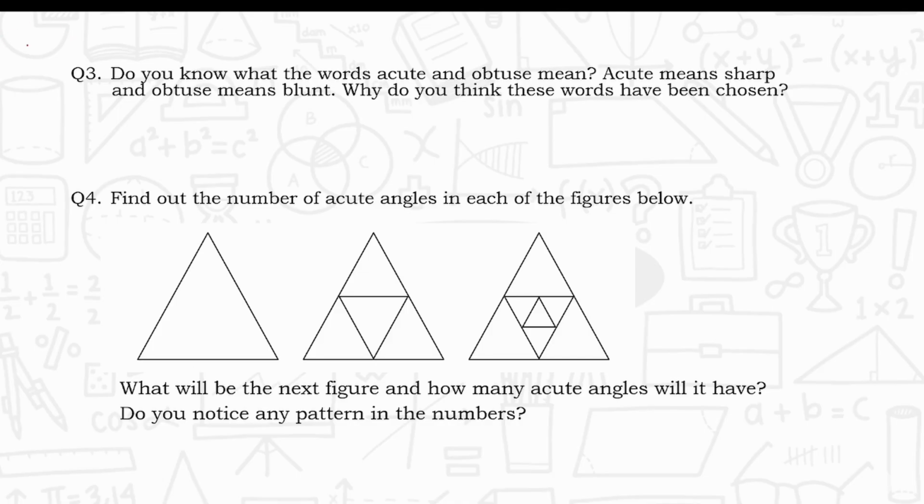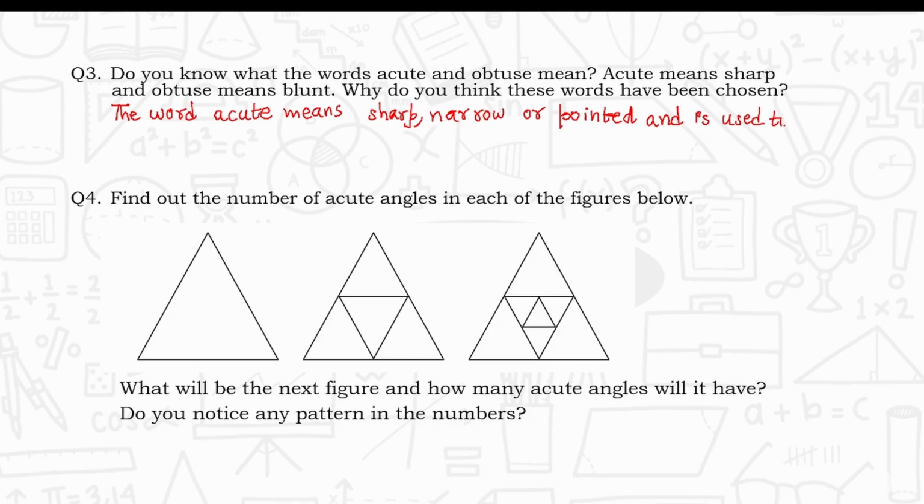So first you should know that the word acute means sharp, narrow or pointed, and is used to describe an angle that measures less than 90° but more than 0°.